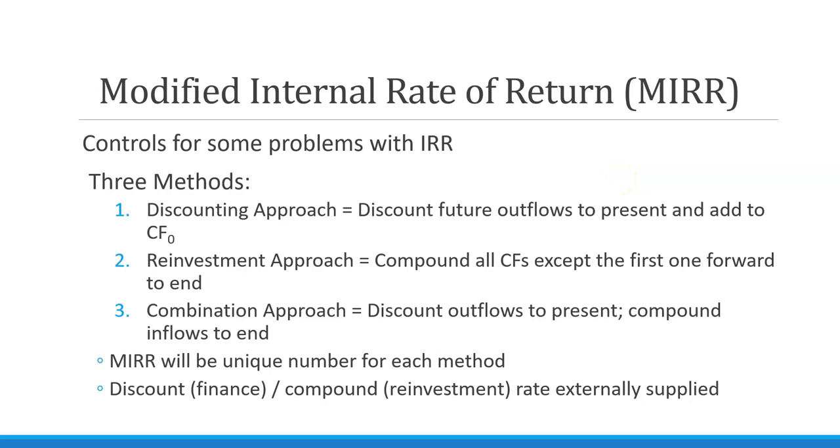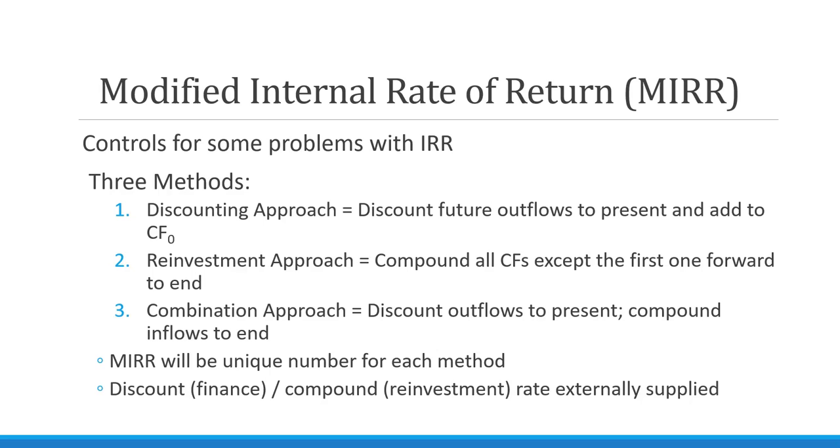When we talk about problems with the internal rate of return, there are some methods to take into account when we get two rates within an internal rate of return calculation because of inconsistent cash flows. So when we do that, it's called the modified internal rate of return, or MIRR. There are three different methods for calculating this.